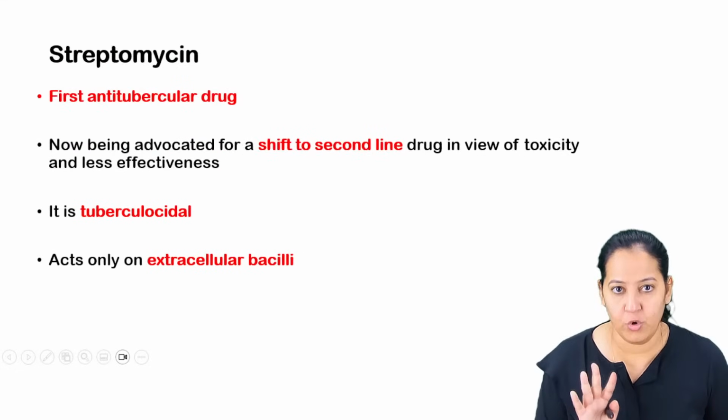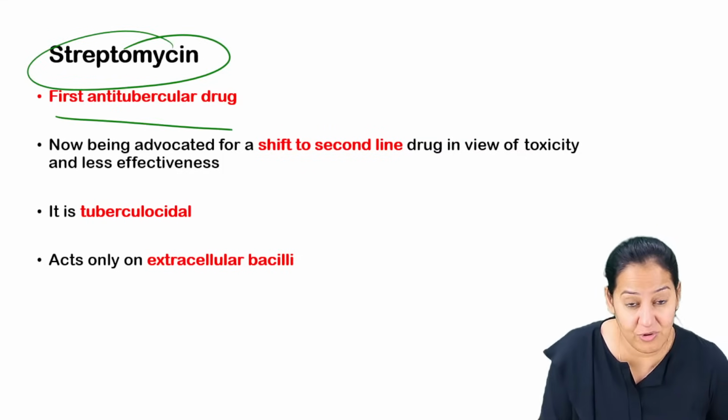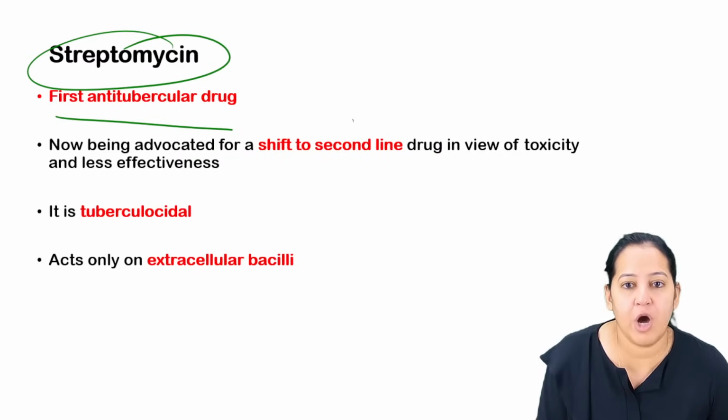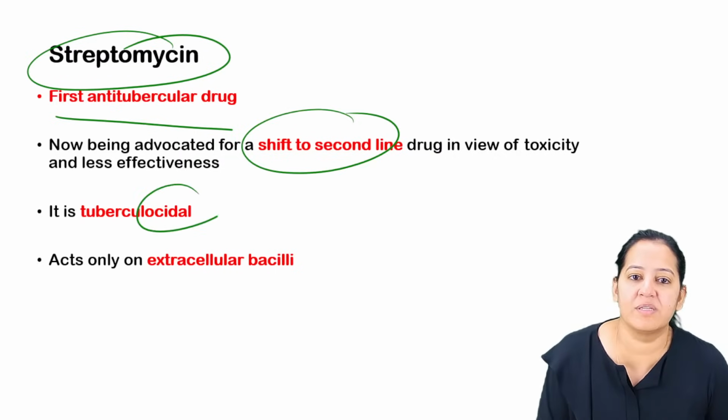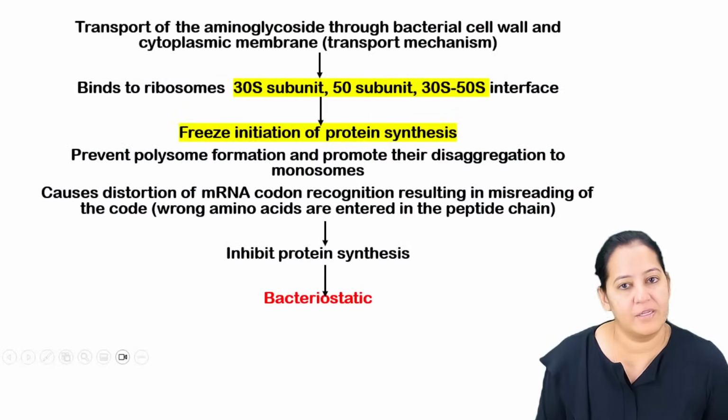I will enumerate in the end, don't worry. And last is streptomycin. It is the first drug to be discovered, an anti-tubercular drug. Nowadays, it is shifted to the second line. It is also Sidal and it kills only extracellular. I told you it kills only extracellular. It's also Sidal.